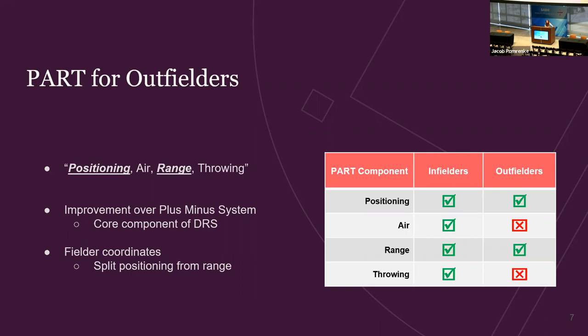What else about PART? PART is an improvement over the pre-existing plus minus system. Both components are really the core of DRS. There are many components of DRS, but they're really the core of it. And again, as I said, with plus minus we wrapped range and positioning into a single number, but with PART we split it out, which we can't do without fielder coordinates. We can't really figure out if a guy's ranging or not if we don't know where he was standing in relation to the ball.